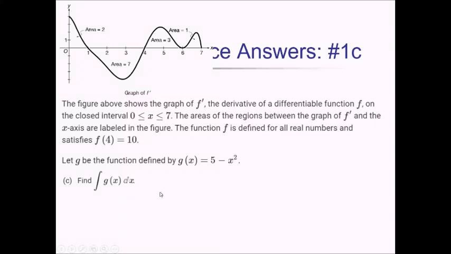For this problem, they want us to find the indefinite integral of g of x dx. So we're just doing an antiderivative, basically, of 5 minus x squared dx. Using the reverse power rule, we've got 5 turning into 5x, and then for x squared, this bumps up to a 3. Dividing by that, we have minus 1/3 x cubed. And here's where they're going to get you. Don't forget the plus c.